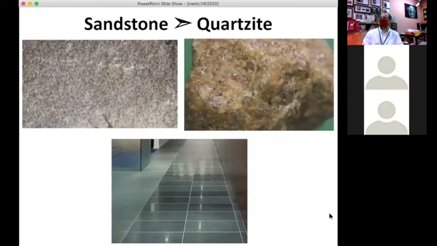Another one that gets cooked is sandstone. When it gets cooked, it turns kind of more of a reddish color or even purple. It forms something called quartzite. Remember that sand is quartz. Sandstone forms quartzite.